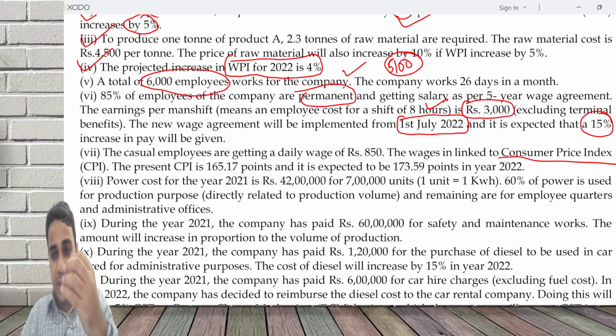That is, these employees will be paid 3,000 rupees for 8 hours from Jan 1, 2022 to June 30, 2022. From January 1 till June 30, you will pay 3,000. Beyond June 30, you will have to pay 3,450. Why 3,450? Extra 15%. You will have to pay extra 15% the moment we cross July.